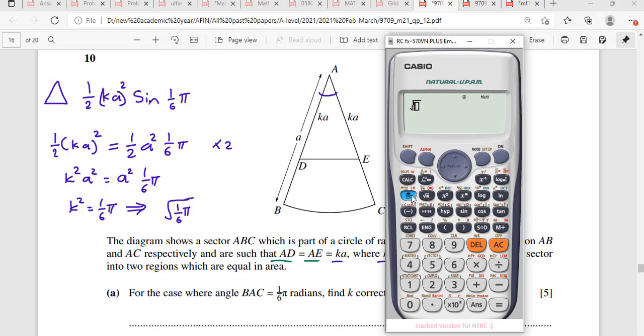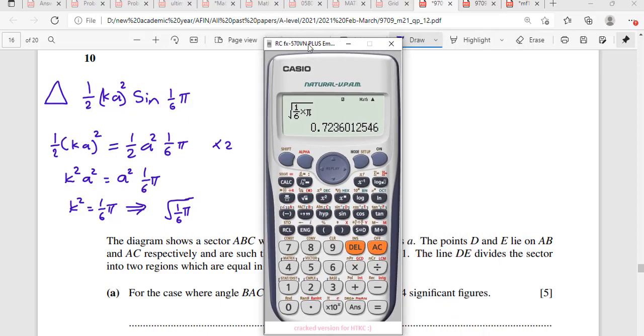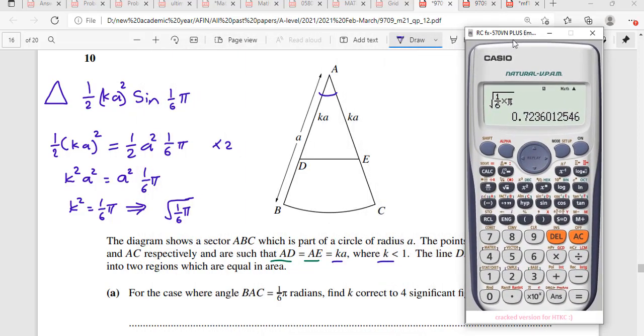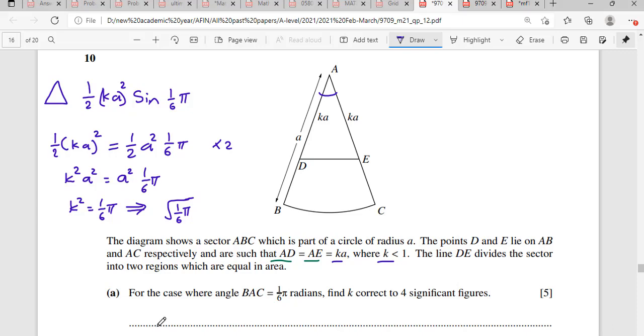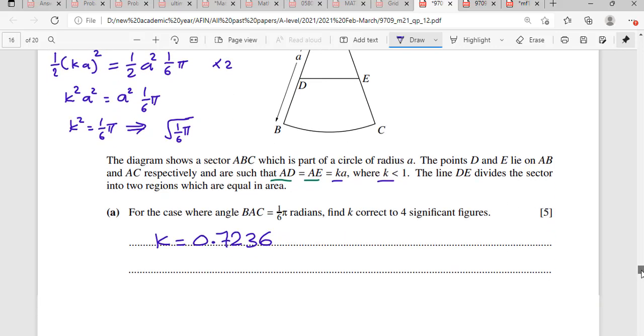Square root of 1 over 6 times pi. 0.7236. If we want to give the answer to 4 significant figures, that's 1, 2, 3, 4, then it will be 0.7236. K equals 0.7236. I needed the diagram, that's why I did the solution here. I didn't go down.